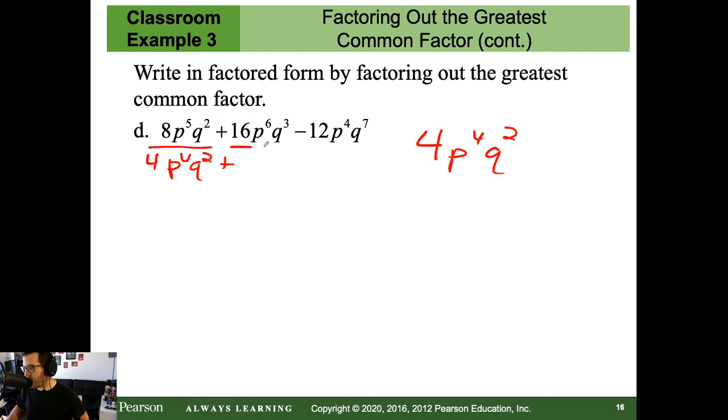Did I say cutie instead of Q2? I don't know. Q2 is what I meant, not cutie. Oh man, it's been a long week, guys.